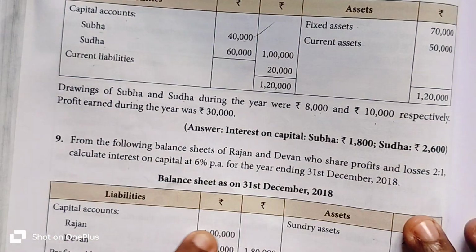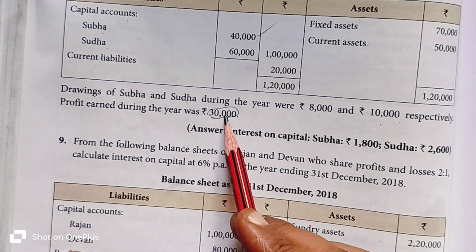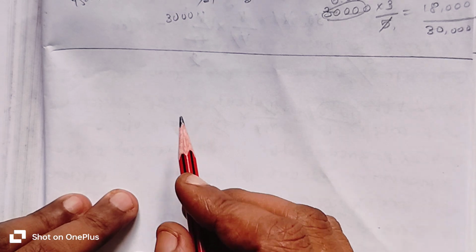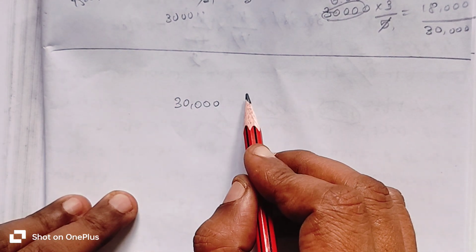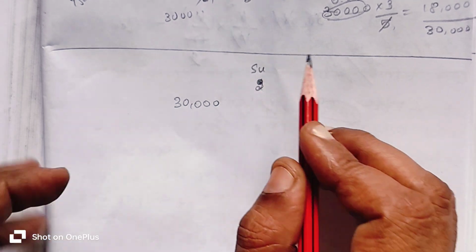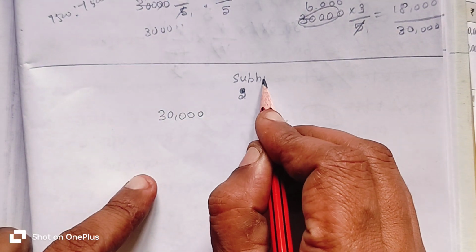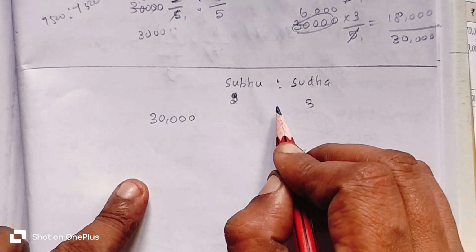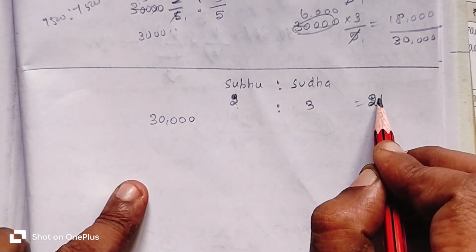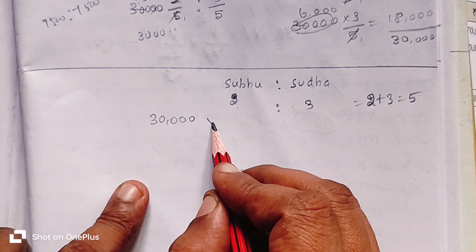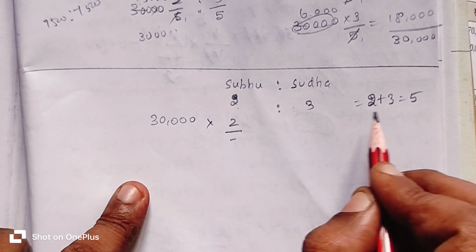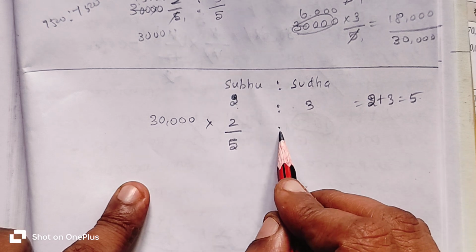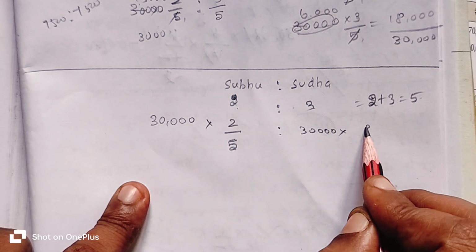So what profit do they get? During the year they earned a profit of 30,000 rupees. For 30,000 rupees you have to calculate in the 2:3 ratio. Two for Subha and Sudha's profit sharing ratio is 3. So 2 plus 3 equals 5. How will you calculate? 30,000 into 2 by 5, the denominator being the total ratio. And for Sudha, 30,000 into 3 divided by 5.